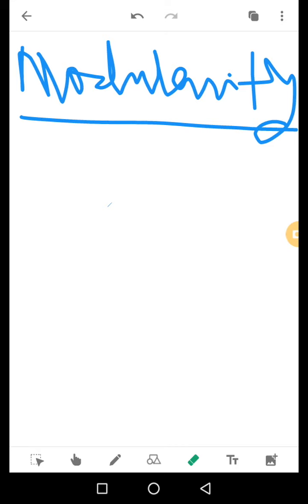modularity in category. That is, we can categorize modularity as logical or physical. So let's have a look at logical modularity. Logical modularity is concerned with the internal organization of code into logically related units.